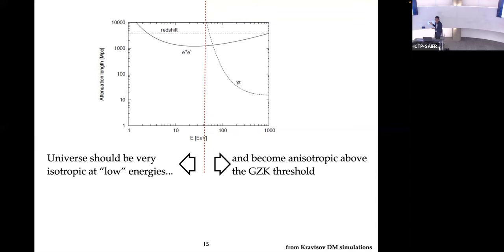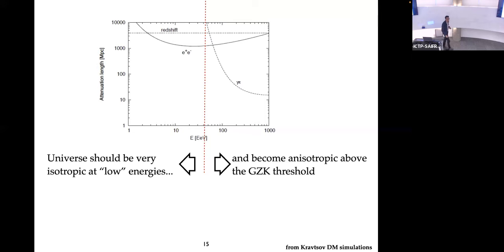Close by, I mean tens of megaparsecs maximum, because what is plotted here is the attenuation length of a proton as a function of energy. And you can see that as soon as you reach 10 to the 19.5, more or less, or 50 EeV, something like that, the attenuation length drops from tens of gigaparsecs to something around tens of megaparsecs.